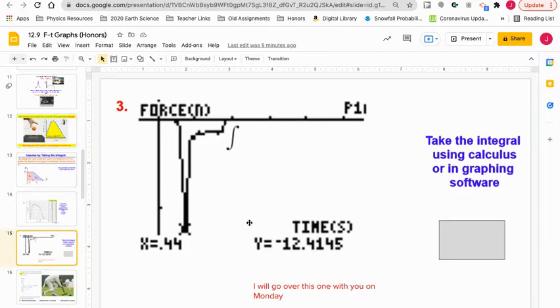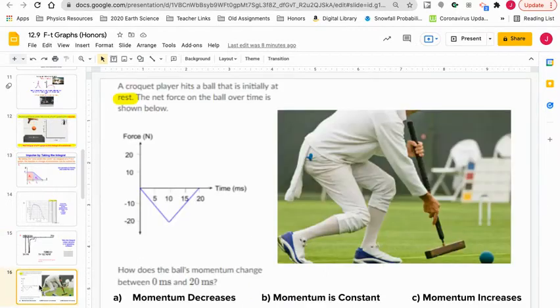So I went too far. When I return on Monday, I'll go over this one. I have a force plate. I'll show you me jumping on the force plate and how it'll calculate the integral right there and show you the change in momentum, which is the impulse.